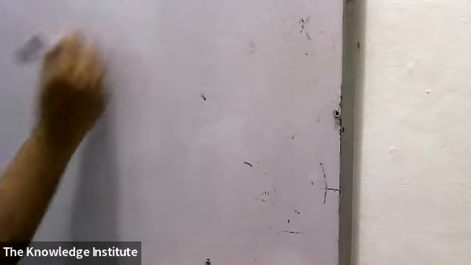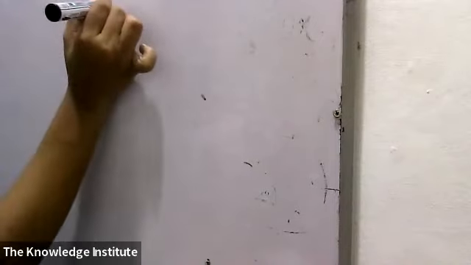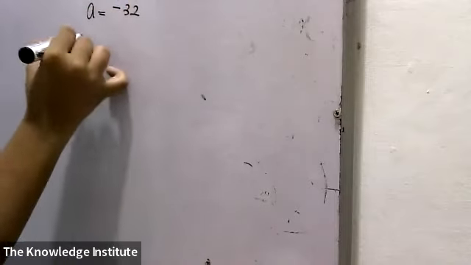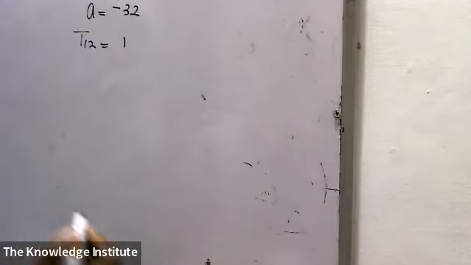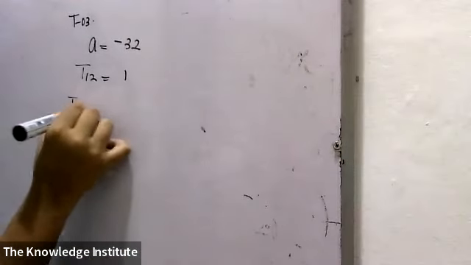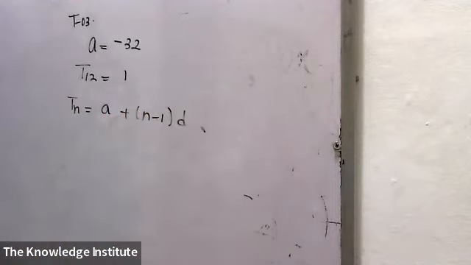Okay, type 3. They are telling us to find the common difference of an arithmetic progression where the first term is minus 32 and the 12th term, T12, is equal to 1. Shall we find out what equation we are supposed to apply, Riza or Shafa? Tn equals a plus (n minus 1)d. At this point, you must know the equation without seeing, because we are repeating the same equation.